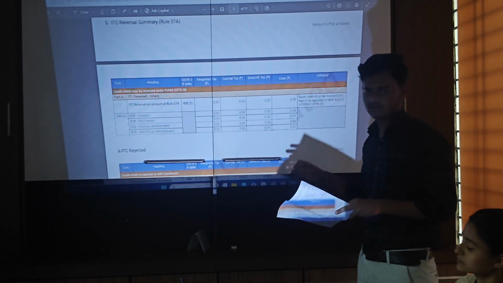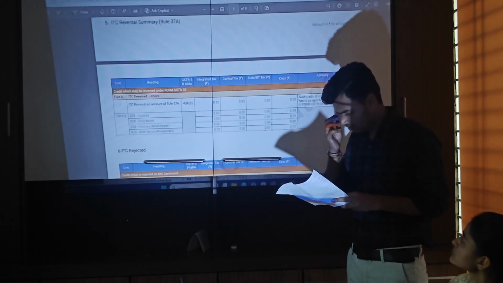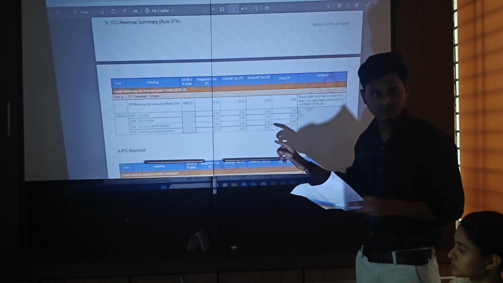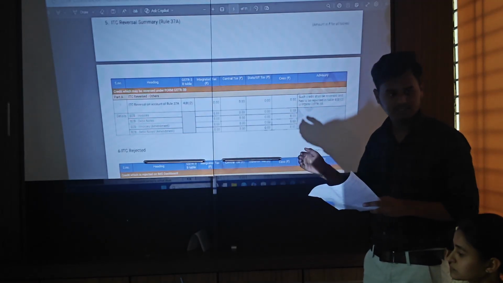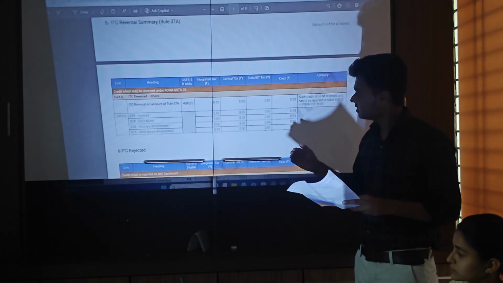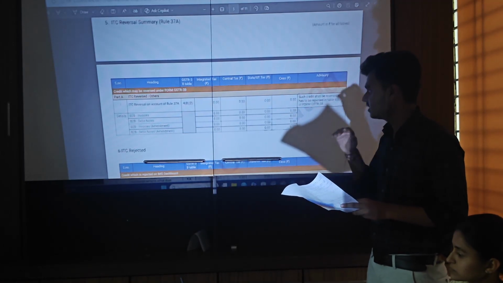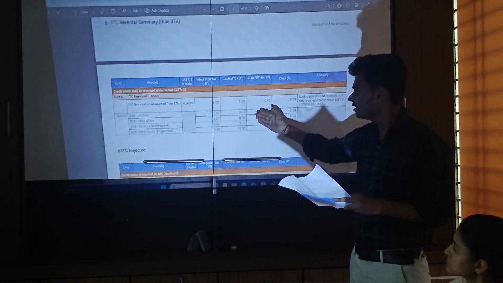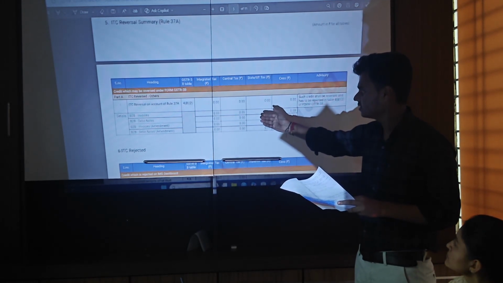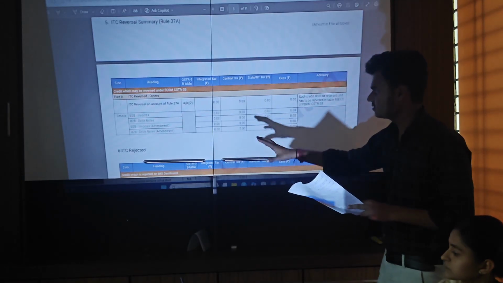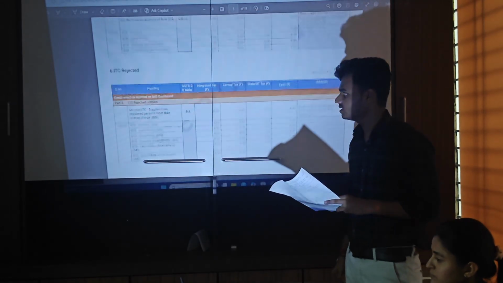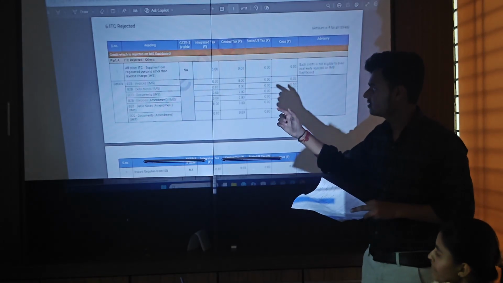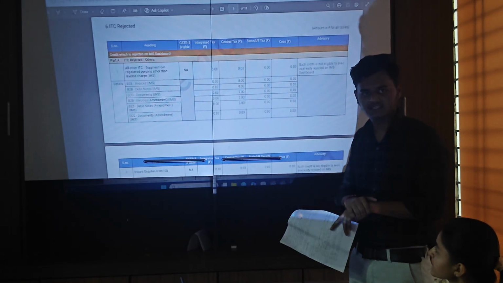Rule 37A requires a reversal if the supplier hasn't filed GSTR 3B up to 30th November of the next year. That input has to be reversed in GSTR 3B, and it automatically comes into this table. And table number 6 is for ITC rejected. The invoices which are rejected in the IMS portal come in ITC rejected.